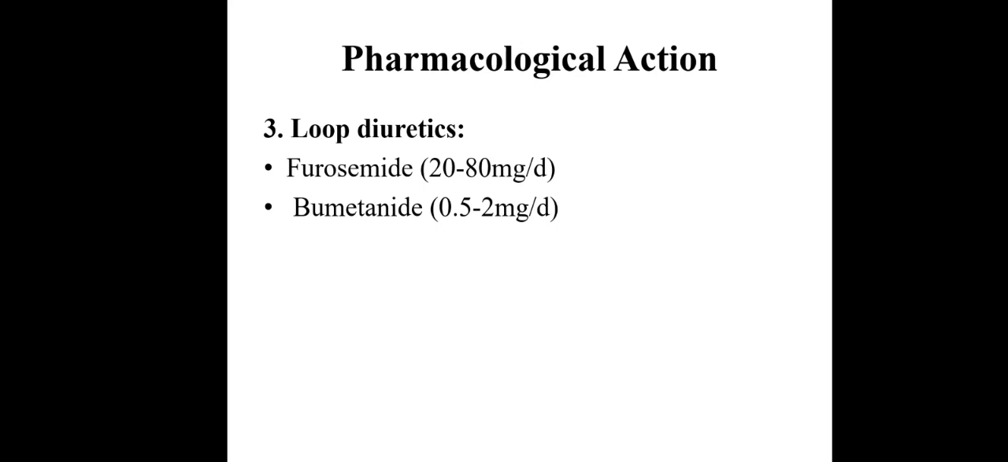Furosemide and bumetanide are examples of loop diuretics. They work on the kidney at the loop of Henle in the nephron, and these drugs decrease the reabsorption of sodium, potassium and chloride. After that, they increase the excretion of body fluid and also the volume of the blood.